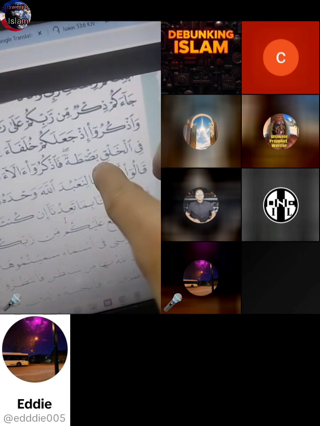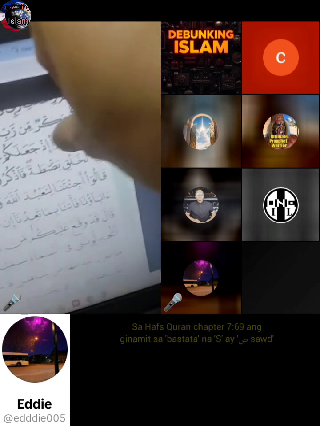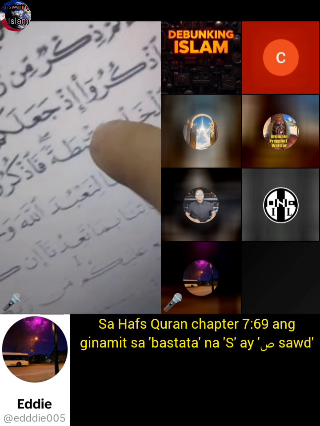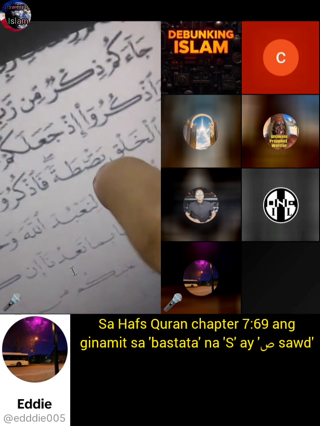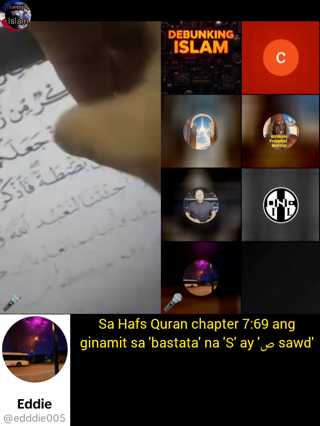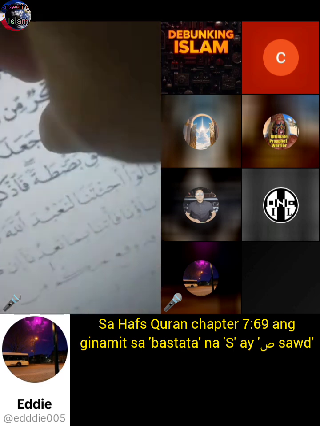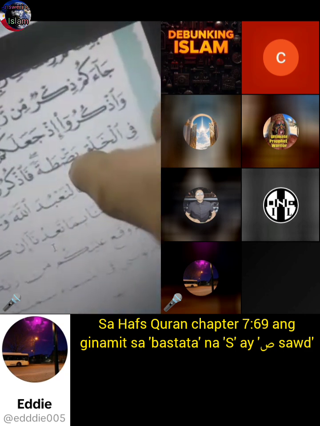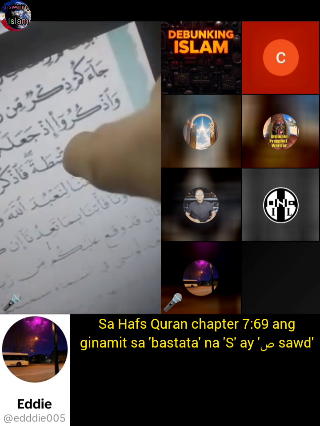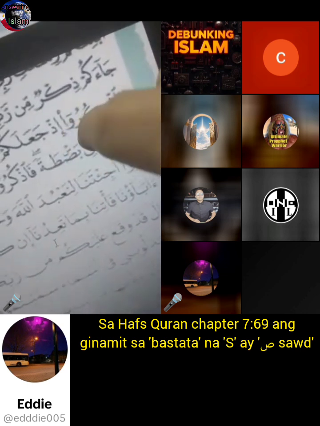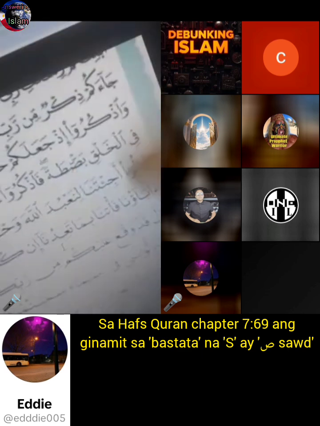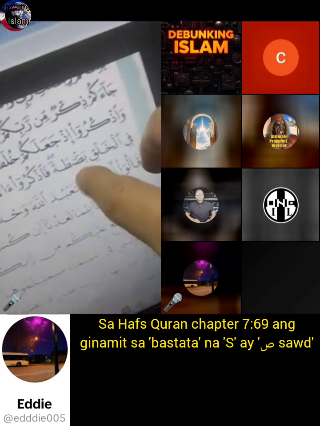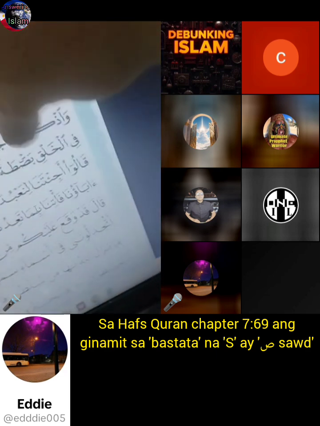So the letter being used is sad. You see the sad? On the bottom of it, there's a little letter, sin. So what is being used is sad, but they put on top of it a sin. So it's sad, right? Not the sin. Instead of sin, they wrote sad. But if you go to the Tashkent Quran, the original text, you can see that the word is not this, but this one, sin.